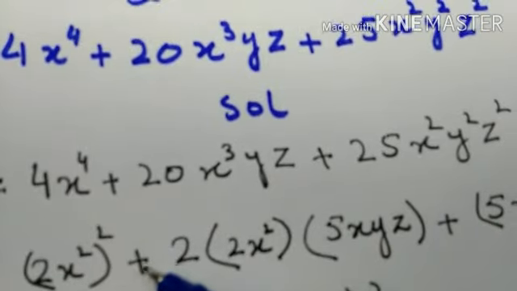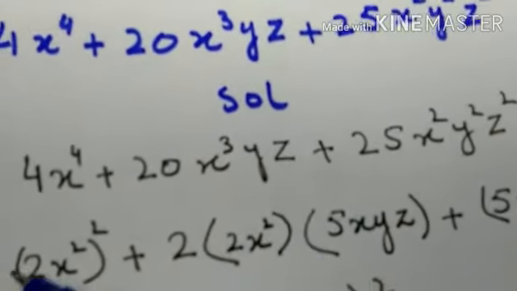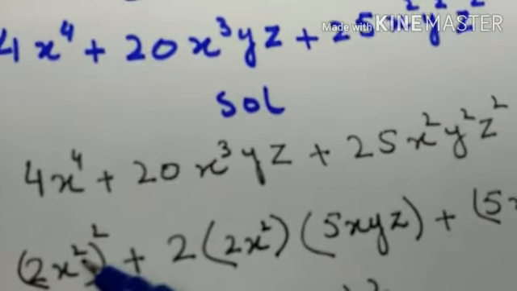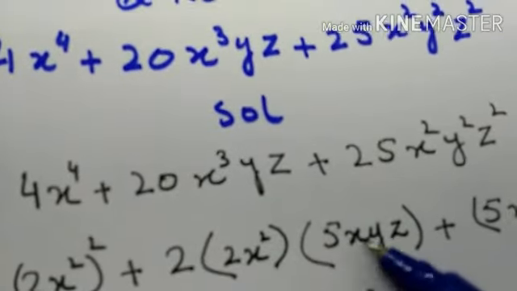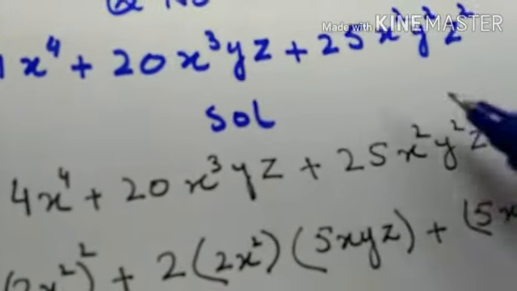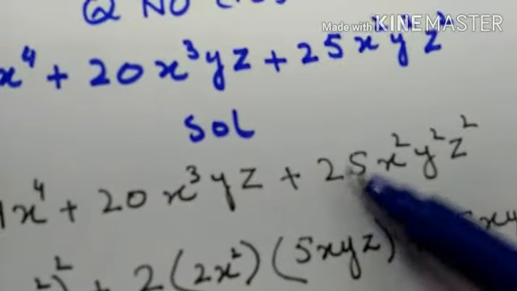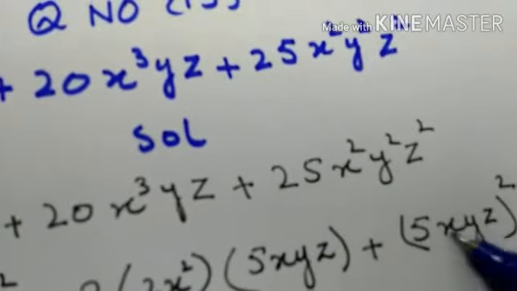Plus sign shows that plus 2 of the formula. Then first term is 2x square, so we will write 2x square. Second term. Now we don't know what the second term is. So how will the second term come? Just see this. 25. 25 is the square of 5. X square means x.